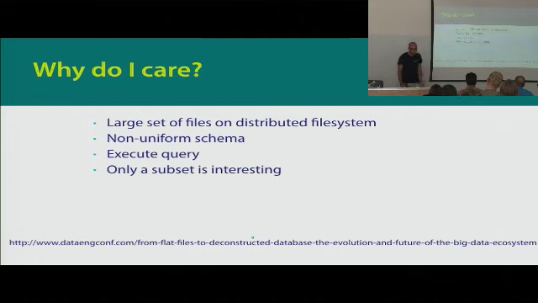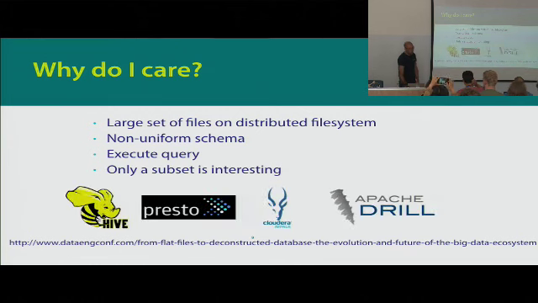So why do we care? We have large sets of data in the file system in a non-uniform schema. We want to execute queries against. And most of the time for the machine learning, if you do clustering, you're not interested in the whole data, but only in small subsets of the data. If you look into different ecosystems, mostly in the Hadoop Java world, you have Hive, Presto, Impala, or Drill. They are a little bit, or they have been a little bit more advanced in this feature.